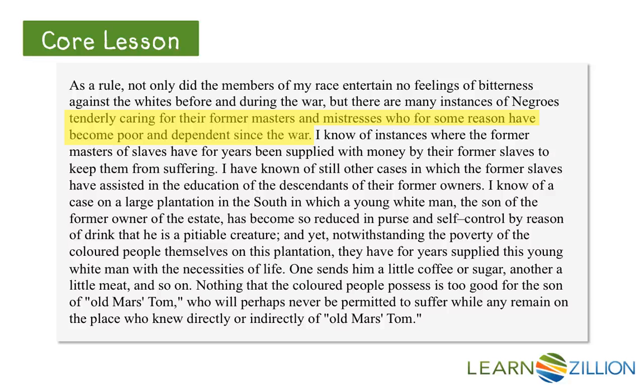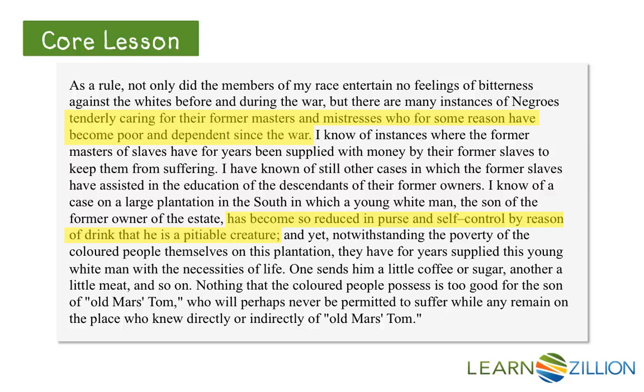Washington is subtly showing how powerful the black people have become, so powerful that they are in a position to help the whites rather than the other way around. He goes on even further down this path later in the passage when he writes about the one man in particular who is a poor drunk. He uses these words to refer to the young man who had become so reduced in purse and self-control by reason of drink that he is a pitiable creature.